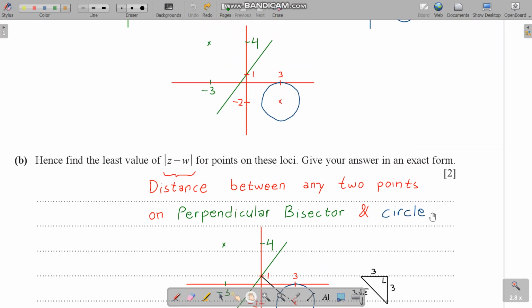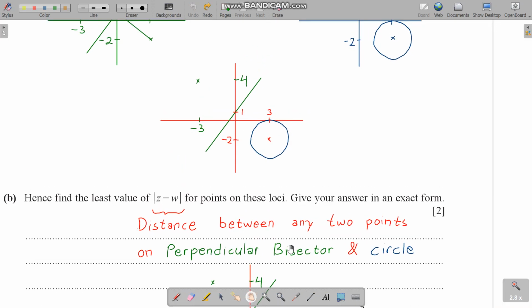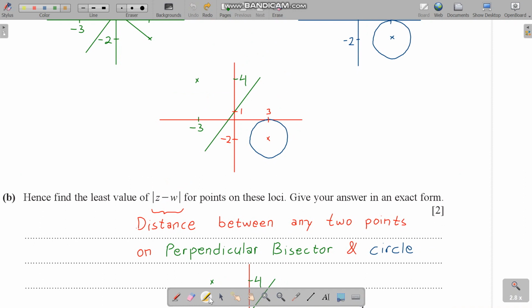So the modulus of a complex number minus a complex number means the distance between the 2 complex numbers. So the distance between the 2 points, the points should be on z and on w, which means the distance between any 2 points on the green perpendicular bisector line and on the blue circumference of the circle. So for example, this distance from this point to this point, or maybe this distance from this point to this point. Because we are looking for the least value, of course that's going to be this line.